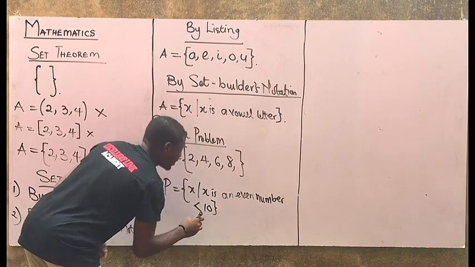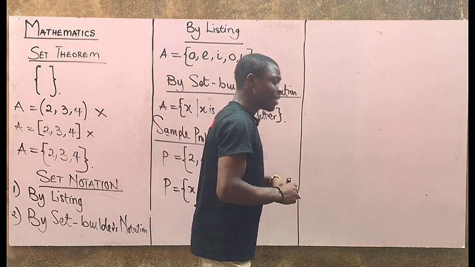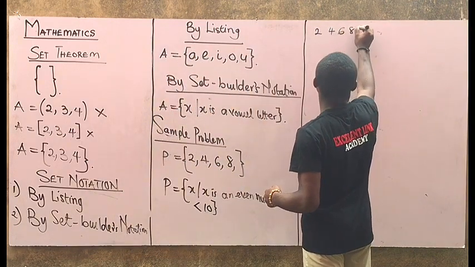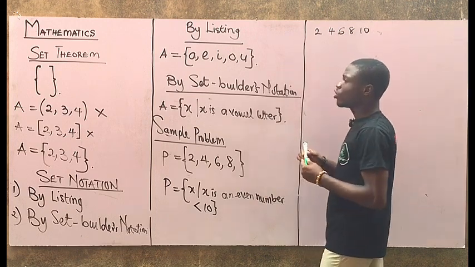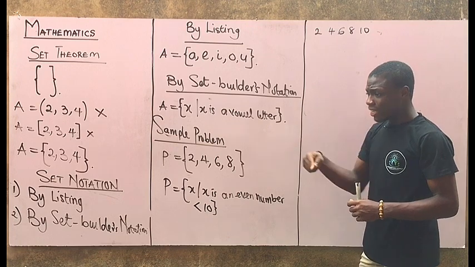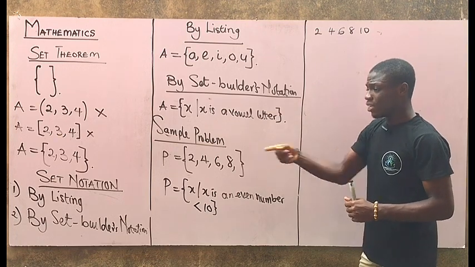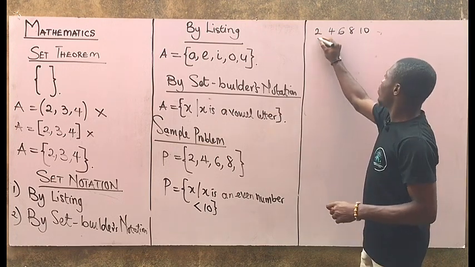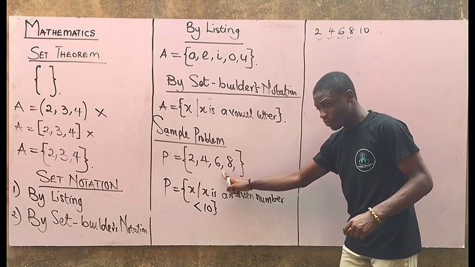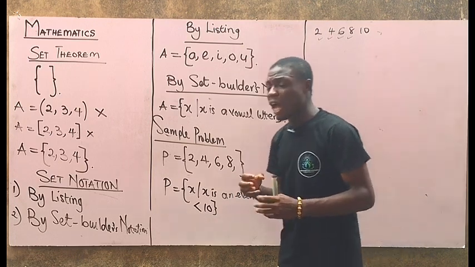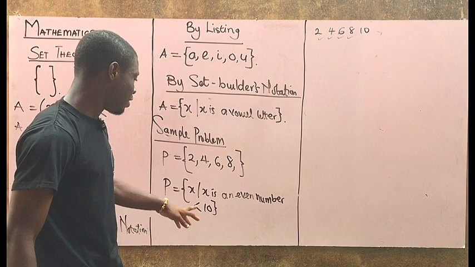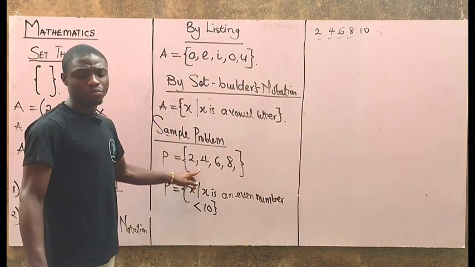So look up, for less than 10, let's say I have even numbers 2, 4, 6, 8, 10, right? So less than 10 means I'm picking even numbers less than 10. That is, I'm not considering 10. Numbers less than 10 are 1, 2, 3, 4, all of this, which is what I'm having here. So when it comes to set builder, I'm describing the set by what? Proper description. So this is my first description for this set.